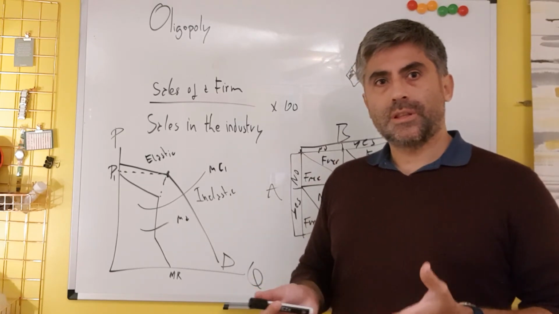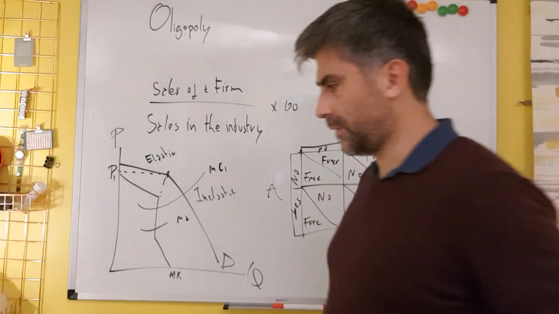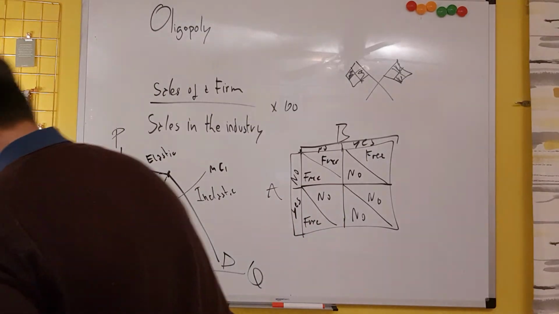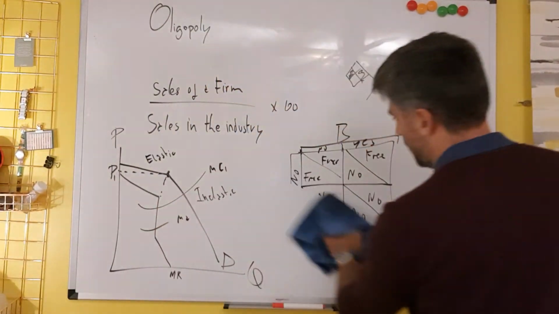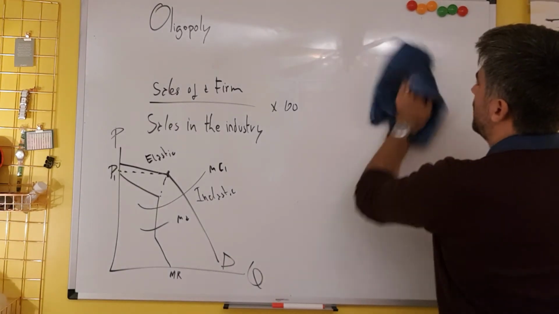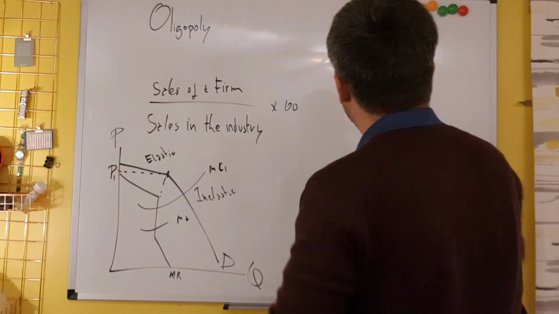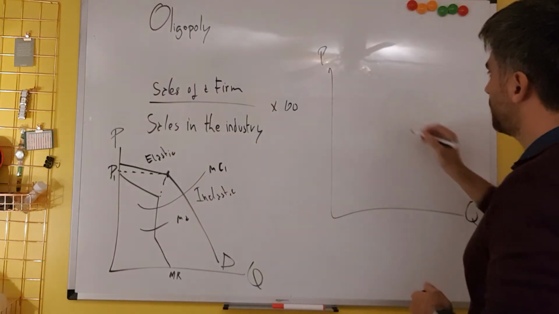Something else that's quite interesting with an oligopoly will be a cartel. So let's look at a cartel quickly within the last minute or 2 minutes that I have. So let's erase our game theory matrix here, and let's look at what will happen if we have a cartel.